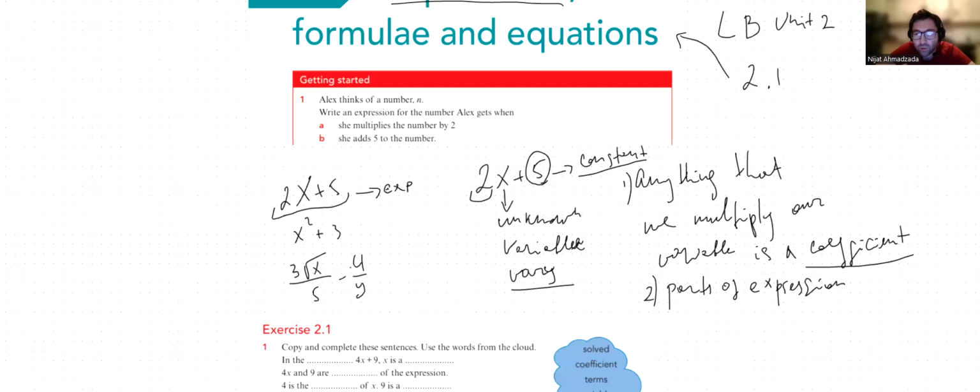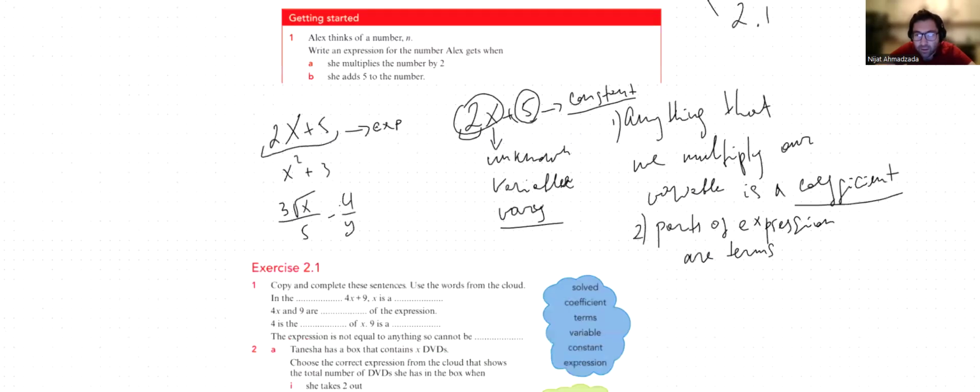The parts of an expression are terms. So in this case, 2x is a term and 5 is a term. In our case, 2x and 5 are terms. Okay, that's it.